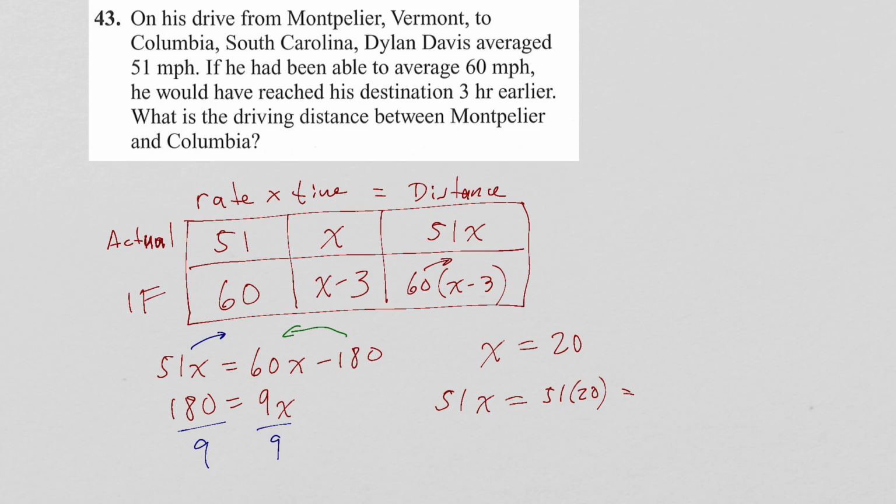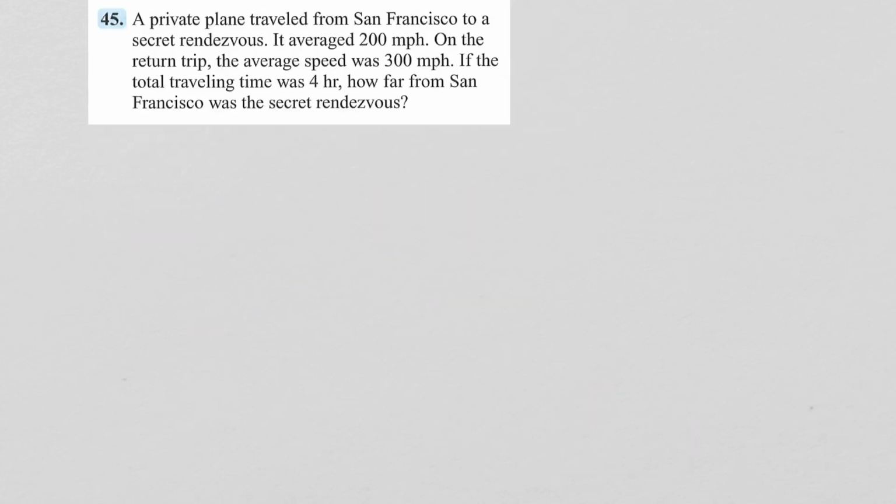Well, 51 times 2 is 102, so times 20 is 1020. So it would be 1020 miles. And that's it. Okay, a plane traveled from San Francisco to some secret place.